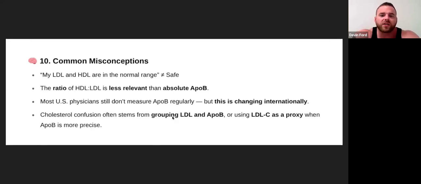Cholesterol confusion often stems from grouping LDL and ApoB, or using LDL-C as a proxy when ApoB is more precise. This is the most important part of this right here. I know I've said this 1,000 times, but I want to make sure this really clicks. When you're looking at your cholesterol and lipid blood work, you see that LDL. What they're measuring is the cholesterol that's within your LDL. Remember, it is a cholesterol test. They're not actually testing your lipoproteins. They're not testing how much lipoprotein you have. They're testing how much cholesterol is within them. What we want to know is how many lipoproteins you have in total, because that's where the ApoB is. And so the ApoB is going to give you a really good insight as to your risk. Looking at cholesterol or LDL or HDL and all that stuff will not.